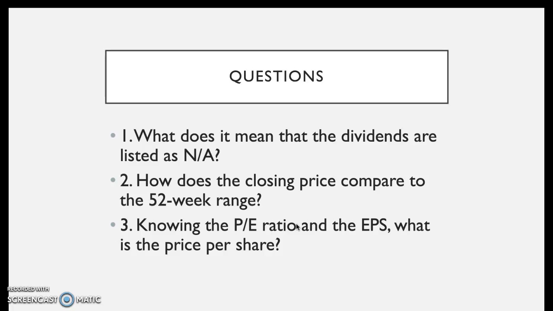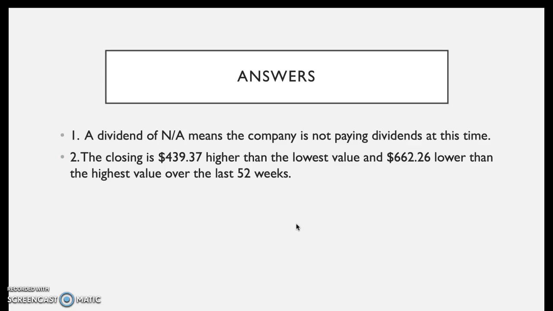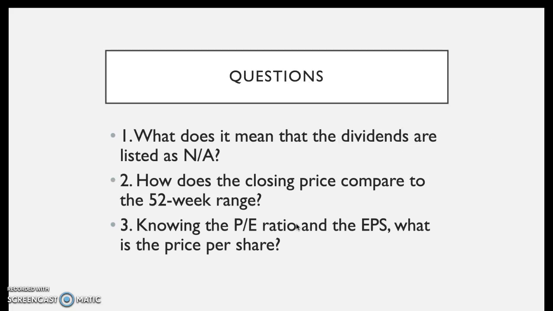Okay, now first, the dividends. A dividend of NA means the company is not paying dividends at this time. Again, could be for a whole host of reasons. Could mean that the company's not making profit, therefore it can't pay dividends. Now, you and I both know that right now Amazon is making profit because we hear about it all the time. So it's that the profits are being reinvested to the company or simply just not paying to the stock holders.